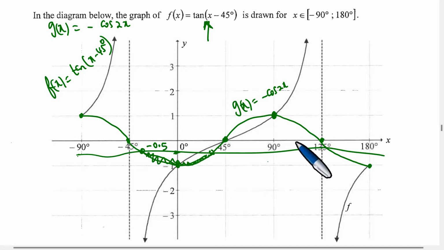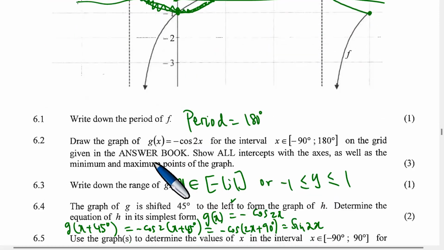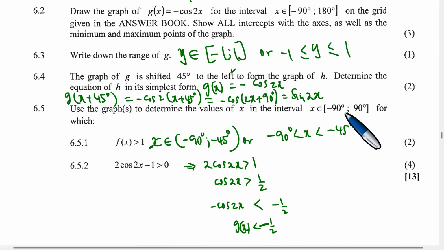Okay. But obviously we must confine ourselves between minus 90 and 90. Between minus 90 and 90. Okay, between minus 90 and 90.